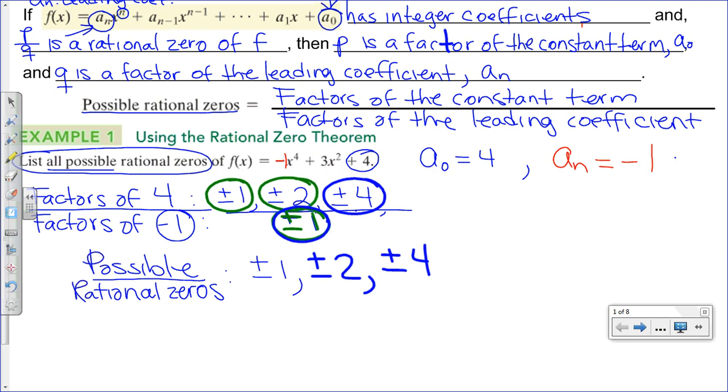So in here we have only possibilities. Remember, the degree of this polynomial is 4. That is the highest exponent. And so we know that we could have at most 4 zeros. So how many possibilities do we have here? If we consider the positive ones and the negative ones, we have a total of 6 possibilities.